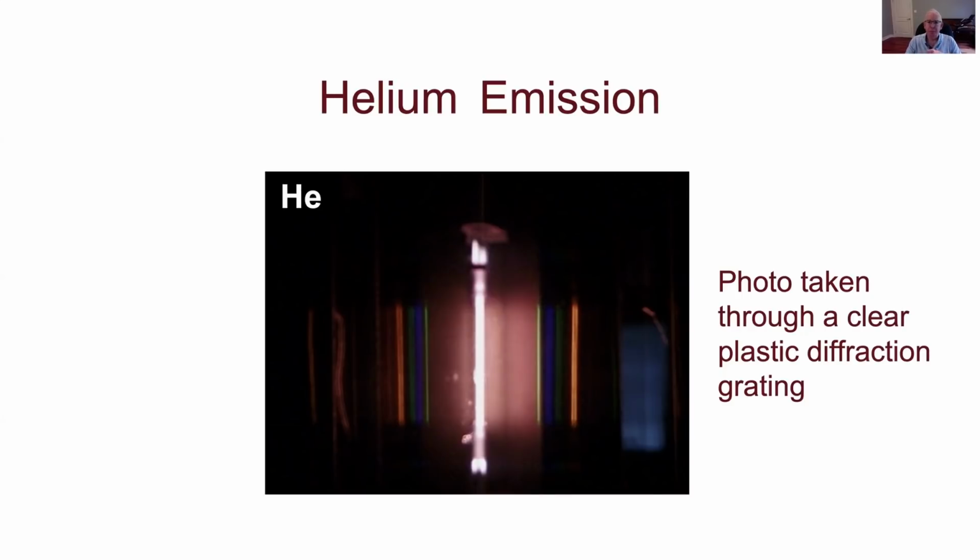This is a spectrum, the picture's not the greatest, but this is a picture that I actually took a pretty long time ago with an older camera, so the resolution isn't great. But this is emission from a tube of helium, again with that large potential, 5,000 volts or so across the ends of the tube to excite the atoms. The picture was taken looking through a sheet of clear plastic that is actually a diffraction grating. What that means is it's got a lot of very closely spaced lines printed on it. You can see through it.